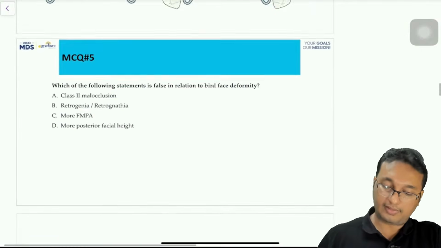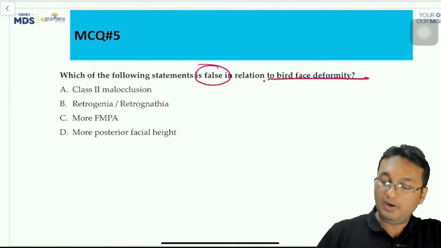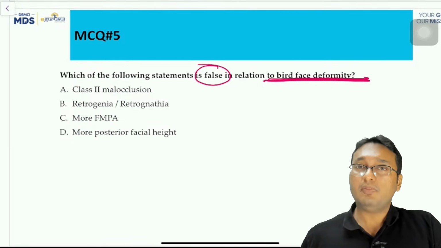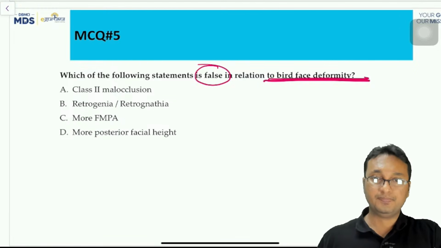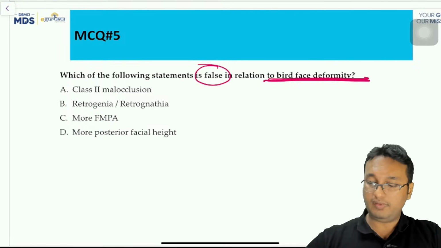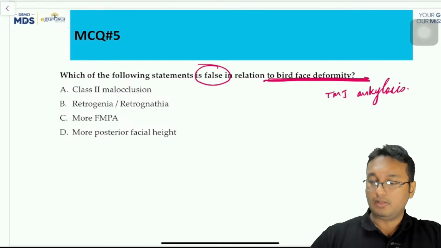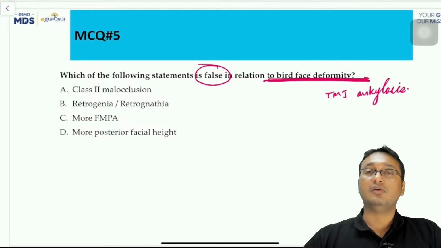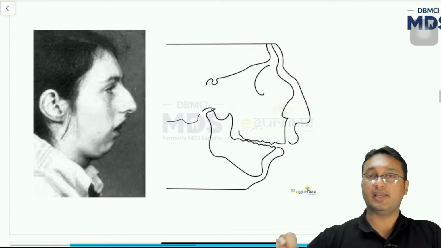Okay. Next question. Which of the following statements is false in relation to bird face deformity? Now, what is bird face deformity? Bird face deformity is a serious problem in the temporomandibular joint area that could have been the result of TMJ ankylosis. Because of long-standing TMJ ankylosis, the patient has not been able to open the mouth, has not been able to do functional movements of the mandible, right? So this is how the patient looks clinically.